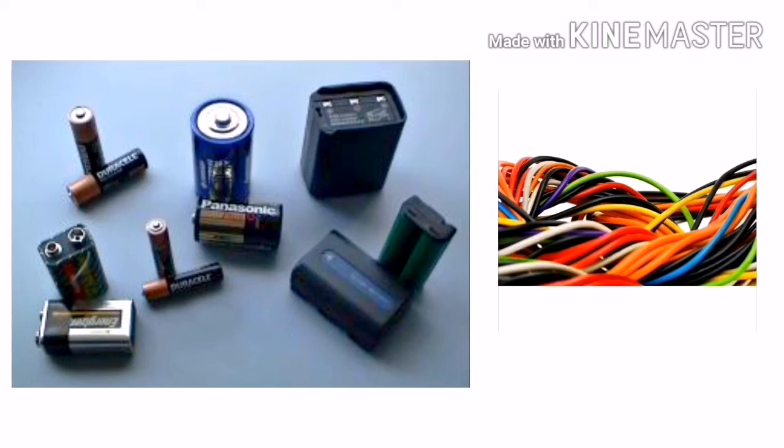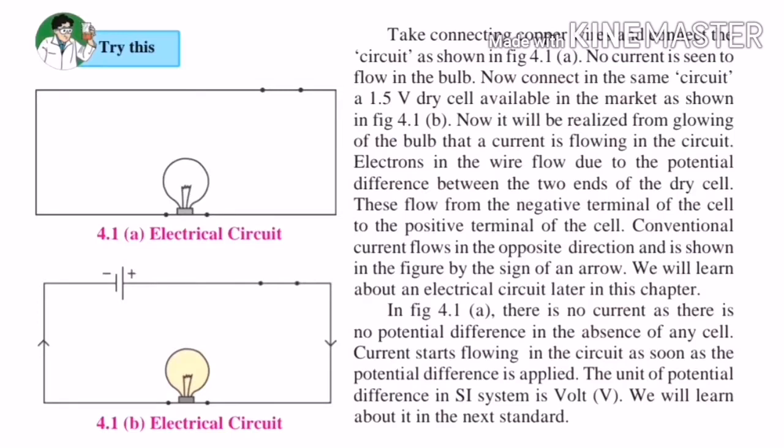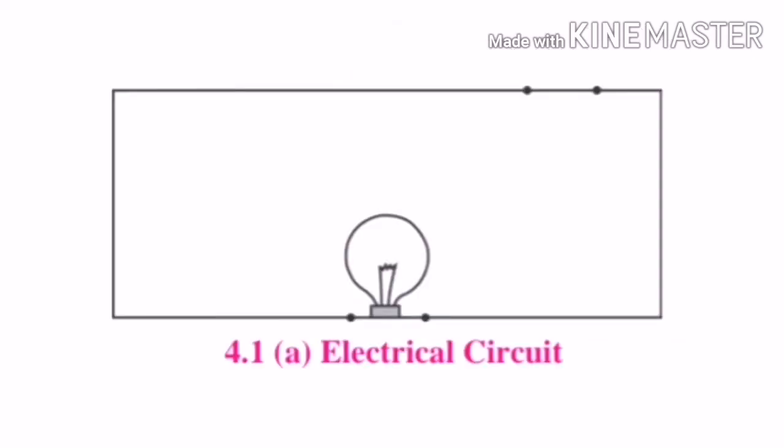Now students, let's do one activity. It is easy to understand the concept of potential difference. In your textbook there is one activity. Let's try to understand this activity and how the bulb glows with the help of current flow. Listen carefully. First, take connecting copper wires and connect them into the circuit as shown in this figure. When you connect copper wires to the circuit, what do you observe?